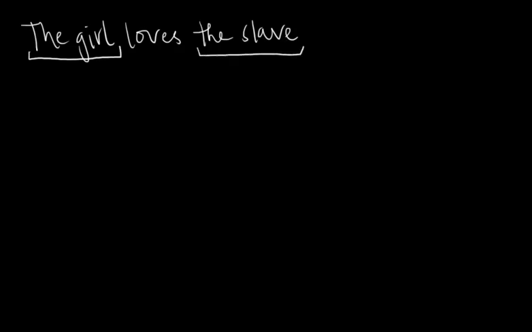And we know this because the girl is a person, object or thing, and the slave is a person, object or thing. Now we know that loves is not a noun because if you put the word the before it, you get the loves, which doesn't really make that much sense. In fact, loves is a verb, but we'll come on to verbs in a later video.